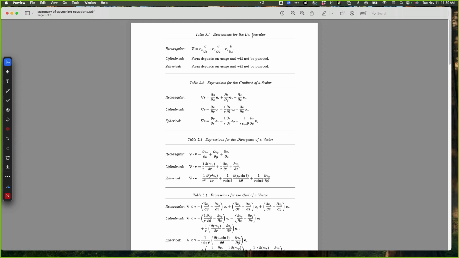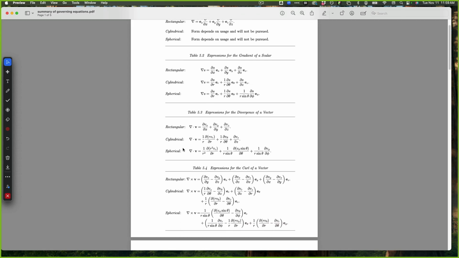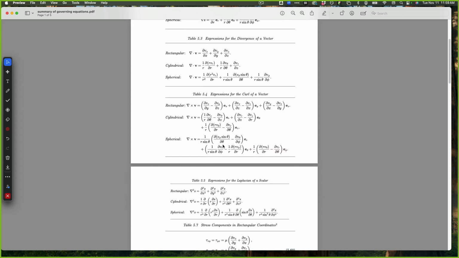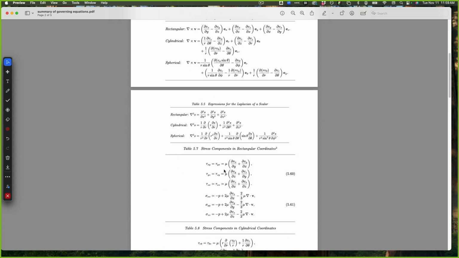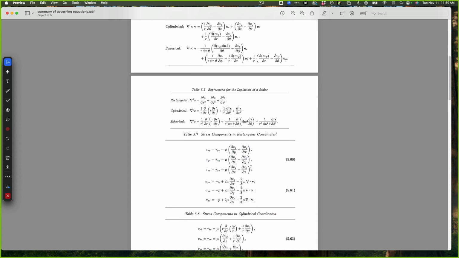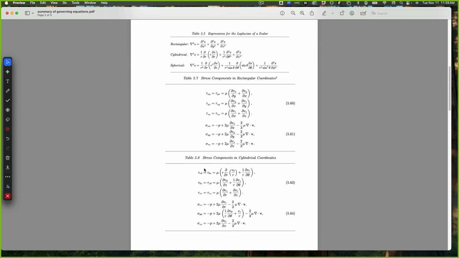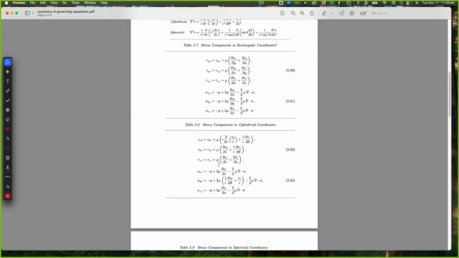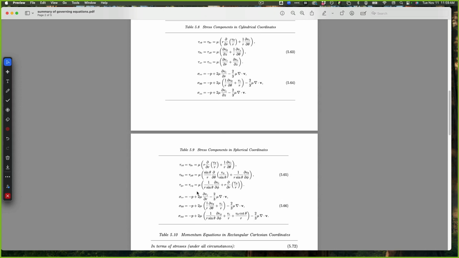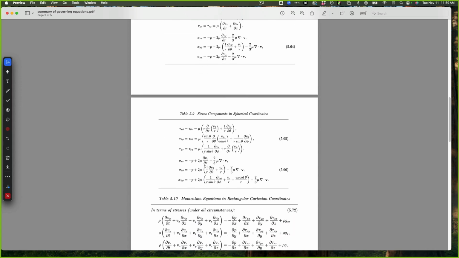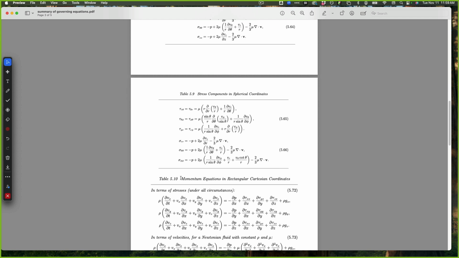There's a bunch of things: expressions for the del operator in Cartesian, cylindrical, spherical, expressions for gradient, divergence, cross product. So you'll have a lot of stuff. All the stress tensor components that we talked about, okay? And then the components in cylindrical coordinates and then spherical coordinates, which, you know, you don't have to worry about. When we get to solving problems, we might use one of them.